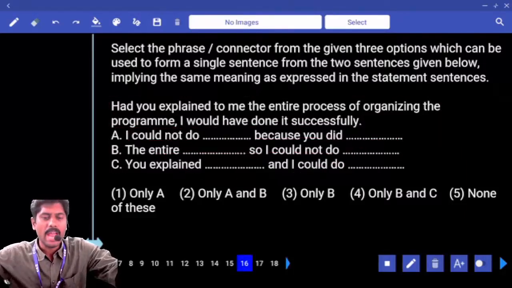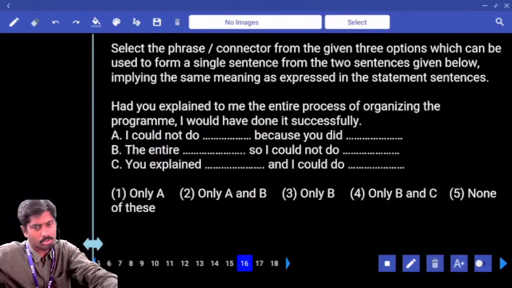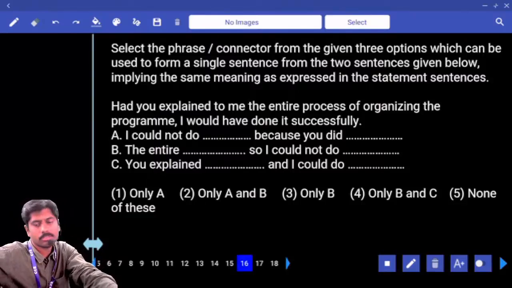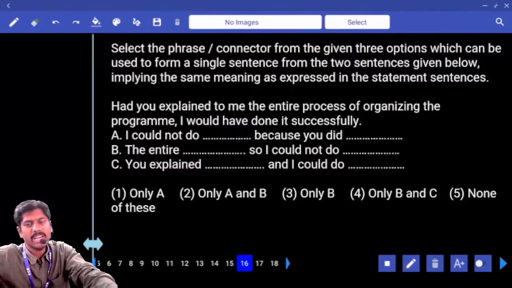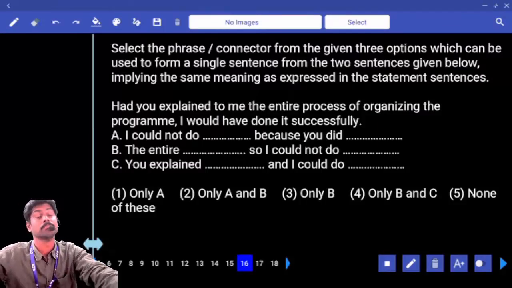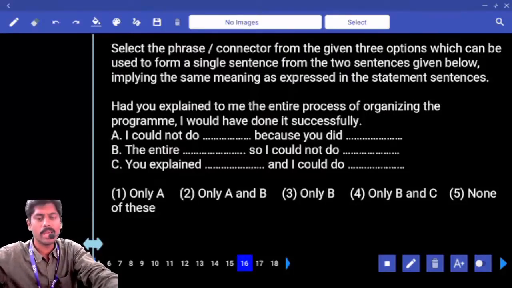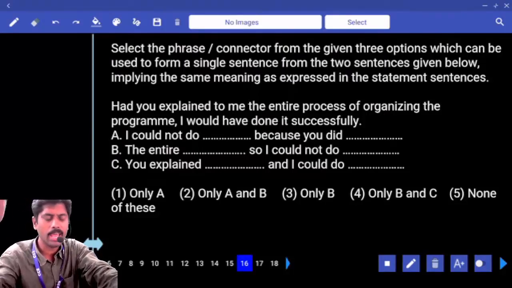I am reading. Had you explained to me the entire process of organizing the program, I would have done it easily, successfully. If you had explained the entire process, I would have finished successfully. It did not happen actually. If you had done it, I would have done it like that. If you had explained it, I would have done it.